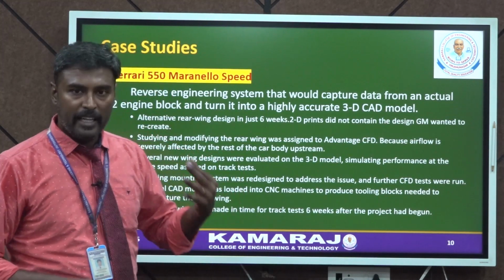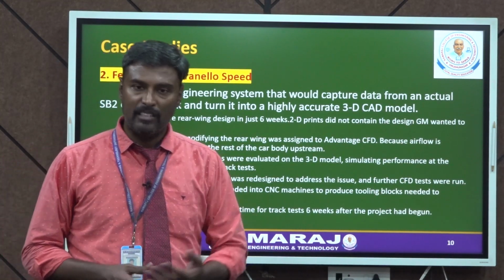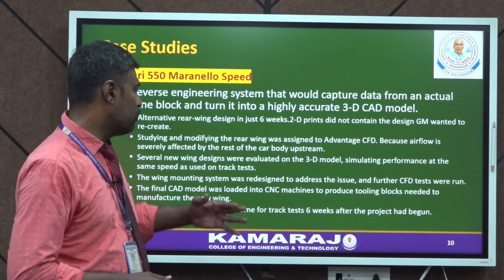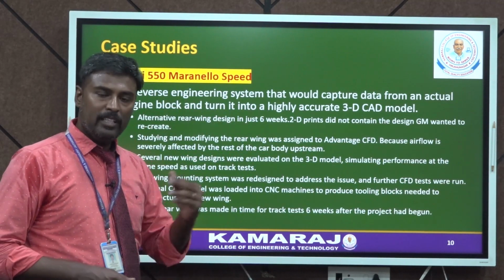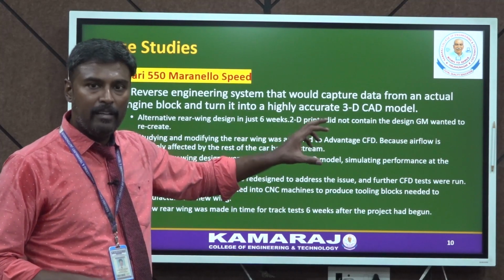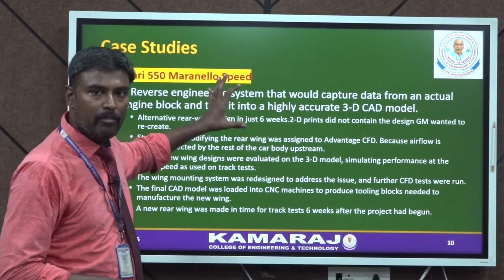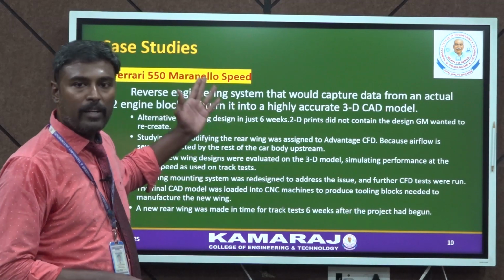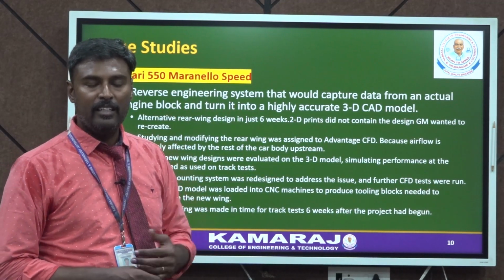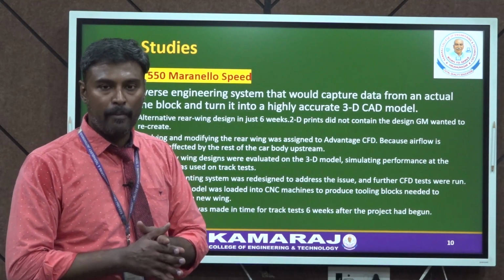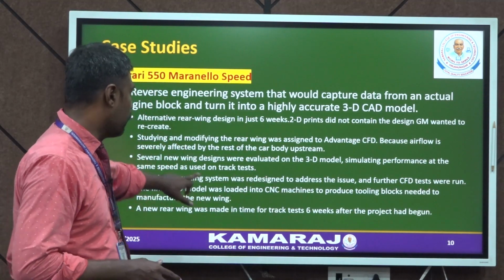That tail wing was then manufactured using traditional CNC machines. That component was fitted onto the real Ferrari Maranello. Based upon the implementation of this tail wing, the performance of the entire car improved. That helped this Ferrari win the 24 hour race in a very short span of time. That is the success of this particular project.